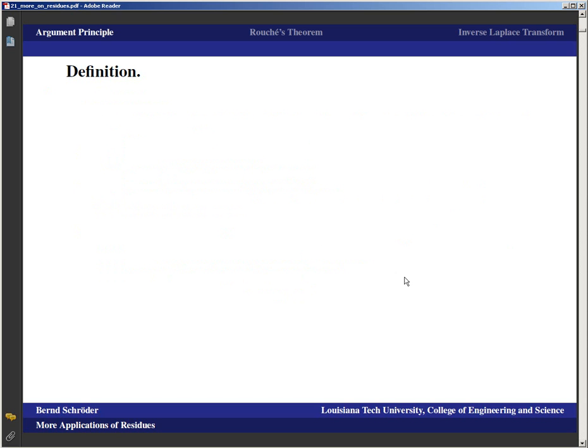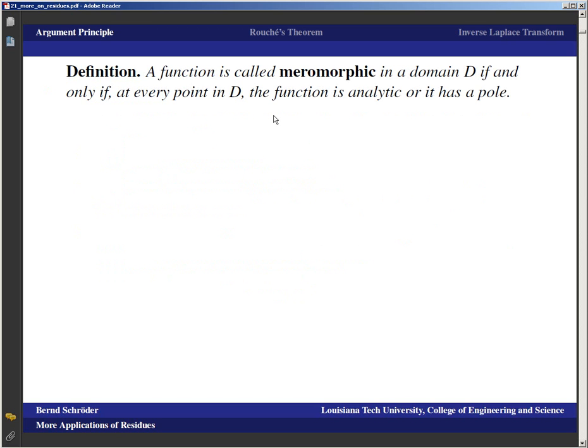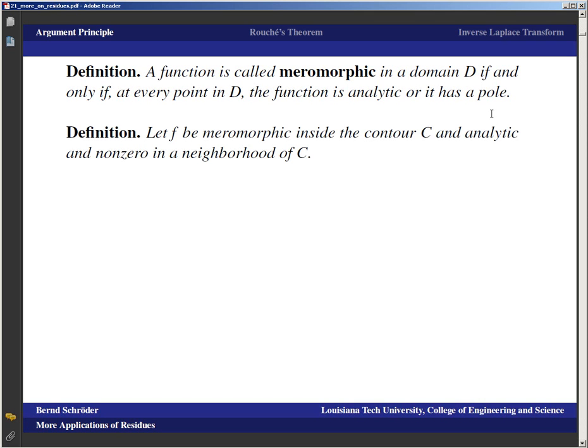Okay, so let's start with the argument principle. We've talked a lot about functions that are not analytic anymore, and so we want to call a function meromorphic in a domain D if and only if at every point in the domain the function is analytic or it has a pole. So these meromorphic functions are less well behaved than analytic functions, but they at least avoid these very complicated essential singularities. We also want to talk about the winding number, and this definition will take a bit.